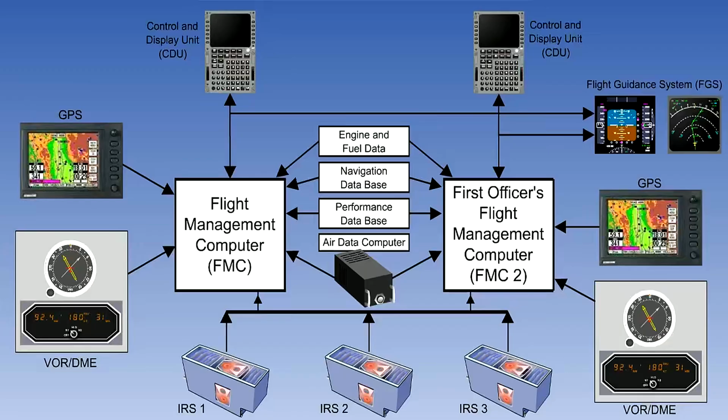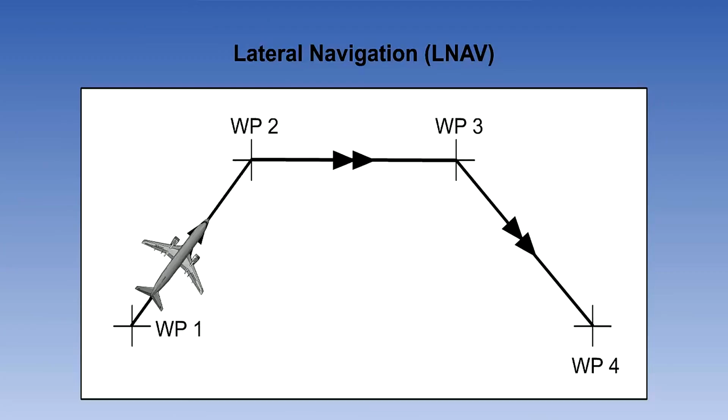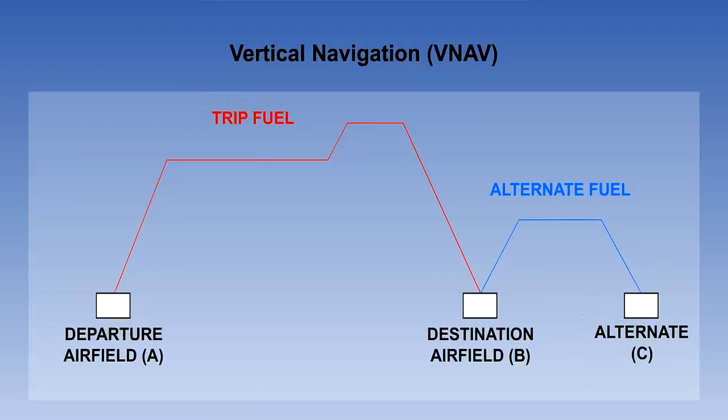The commands generated to the flight guidance system give 2 types of guidance. The first is lateral navigation or LNAV. This is in the horizontal plane, steering the aircraft left or right as required to follow a route through a series of waypoints to the destination. The second is vertical navigation or VNAV. This is the vertical profile and takes account of the optimum flight level for the weight and distance, the fuel used and the diversion requirements.